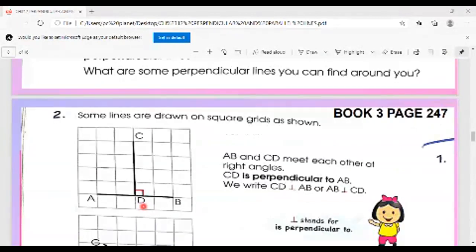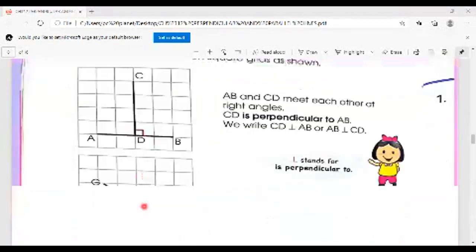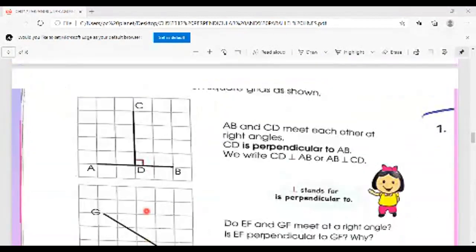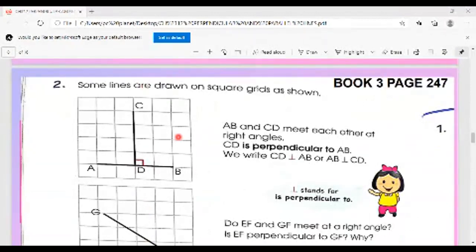Okay, now my boys, look at question number 2. This is question number 2 that is in your book. So first of all, identify this part. Look at this screen and look at this page. See, there are small squares in this given picture. So this kind of page is called square grids. Whenever you see this kind of page which has small squares in it, they are called square grids.